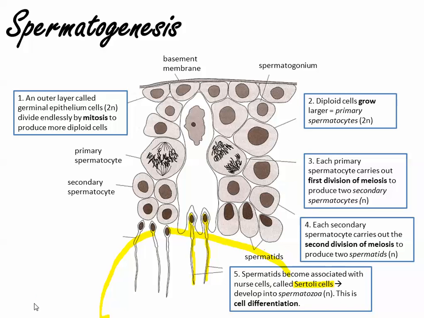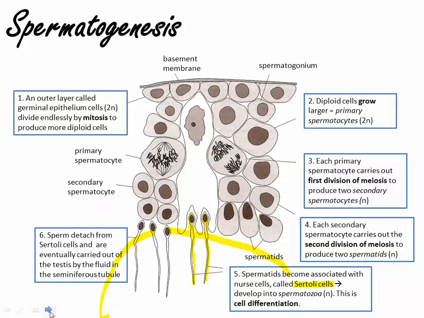Okay, what else do we have? Sperm will detach. Oh, that's what I just said. Okay, they detach from the Sertoli cells and are eventually carried out of the testis by the fluid in the seminiferous tubule. So if you look back at the diagram from before, you'll see that the fluid area, the lumen, I guess you could say, L-U-M-E-N, refers to an opening inside a tube, is going to allow this to actually happen, and the sperm cells can take off.